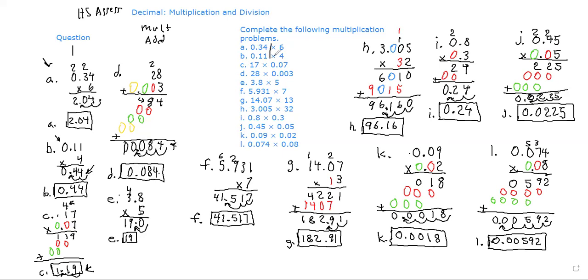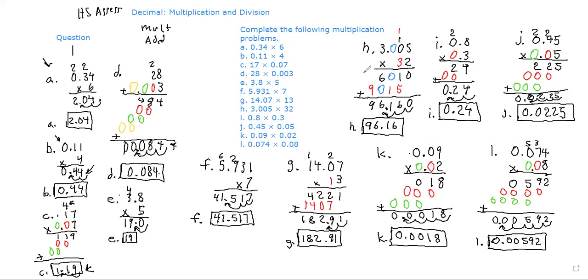Now let's do a problem. We're going to continue that pattern as we go through this. Right? We're not going to do every single one. You can see that all the problems are worked out here. Let's try a pattern where the digits are more than 2. Let's do H. H, we have 3.005 times 32, right? So we're going to go ahead and multiply the 2 times 3.005.